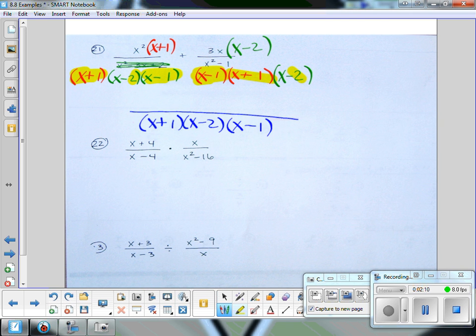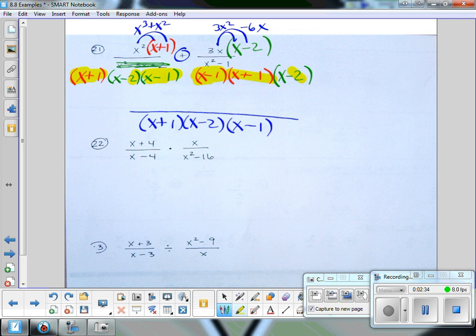In the numerator, we're going to expand. We're going to distribute up here. So this is x cubed plus x squared. And this is 3x squared minus 6x. So as we're adding, we want to combine any like terms up there in blue.